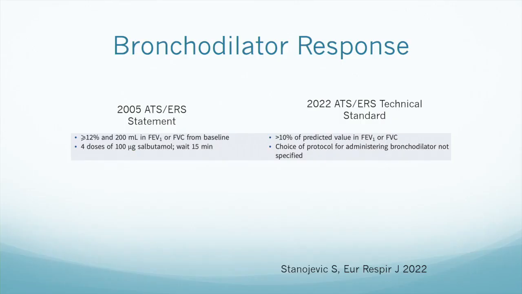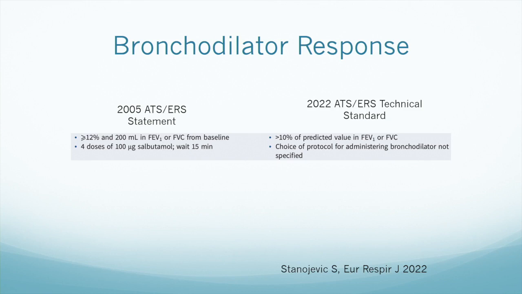Okay. So the answer is actually choice A. I'm not able to see what everyone chose, but choice D was the correct answer based on the 2005 ATS criteria, so over 12% and 200 milliliter improvement in either the FEV1 or FVC from baseline measurement. The answer for the 2022 guidelines is a 10% increase in predicted value of either the FEV1 or FVC. I'm not sure what the distribution was, but this is one of the many changes that we will see in how we read pulmonary function testing.